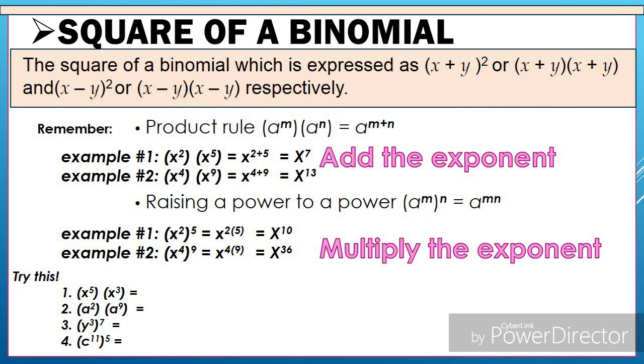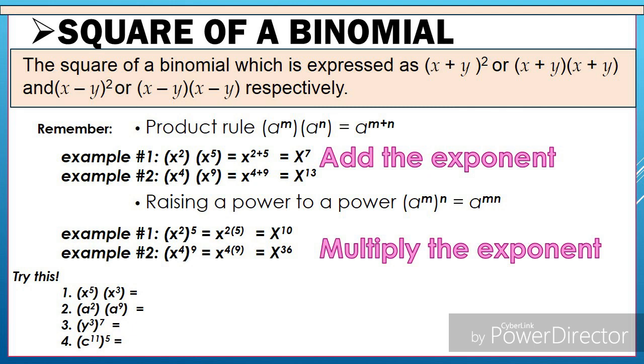So, in example number 1, we have x squared times x raised to the 5th power. Then, we're going to add the exponent. So, we have 2 plus 5. It is equal to 7. Therefore, the answer is x raised to the 7th power. Okay, number 2, we have x raised to 4 times x raised to 9. And then we're going to add the exponent. X raised to 4 plus 9 equals x raised to 13.